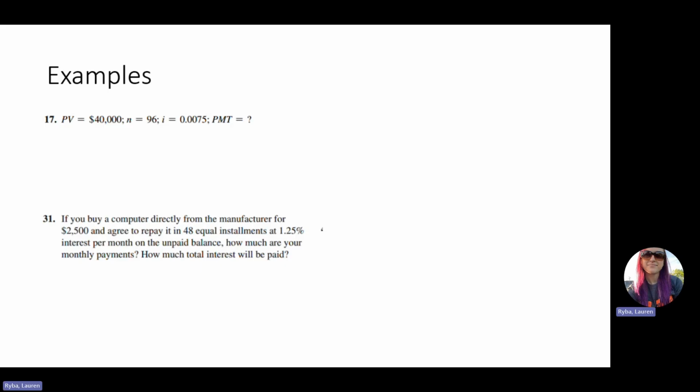First one says the present value of the loan is $40,000. You're going to make 96 payments and the interest is 0.0075. So how much is each individual payment? So payment equals 40,000 times interest 0.0075 all over 1 minus 1 plus 0.0075, and that is going to be raised to the negative 96th power.